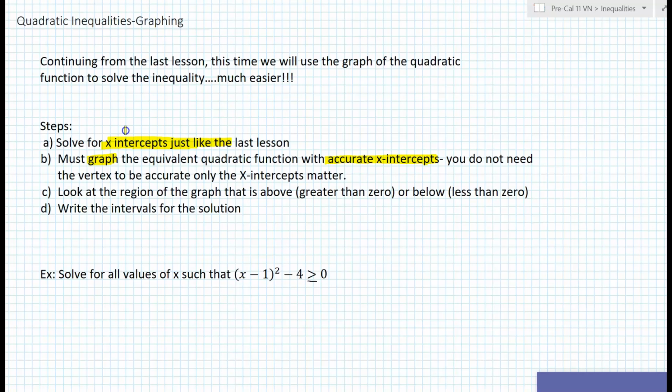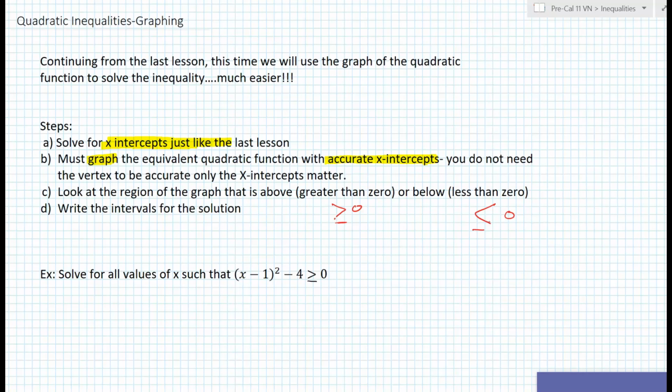And then once you have that, part C is that you look at the region of the graph that is above, which is greater than 0. Another way of writing it is that this would be greater than, or greater than or equal to 0, or less than or equal to 0, depending on how we are writing it. We are looking at the part of the graph that is below the x-axis and the part of the graph that is above the x-axis.